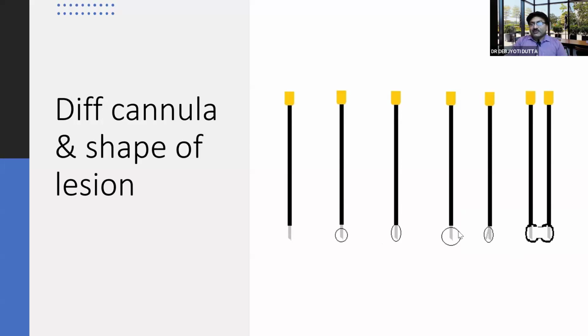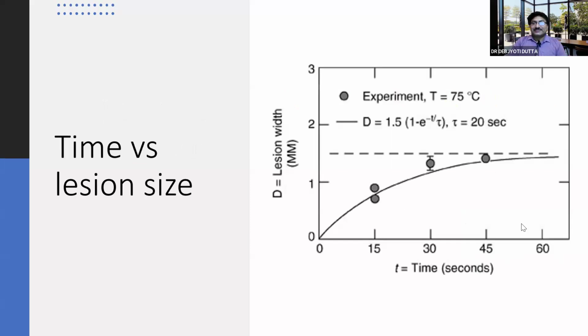So these are the types of lesion. In case of conventional radio frequency, the lesion will be like this. In case of cooled radio frequency, the lesion will be like this. In case of bipolar, the lesion will be like this.